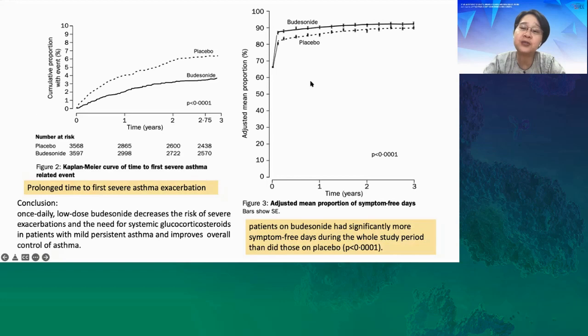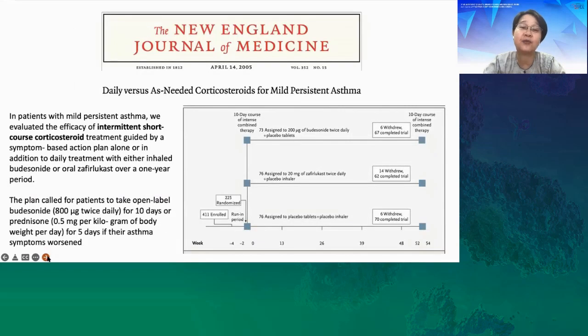If we have a look at these patients, those on budesonide had significantly more symptom-free days during the whole study period, up to 3 years, than those on placebo. So what did they conclude? That once daily, low-dose budesonide decreased the risk of severe exacerbations and the need for systemic glucocorticosteroids in mild asthma patients and improved overall asthma control.